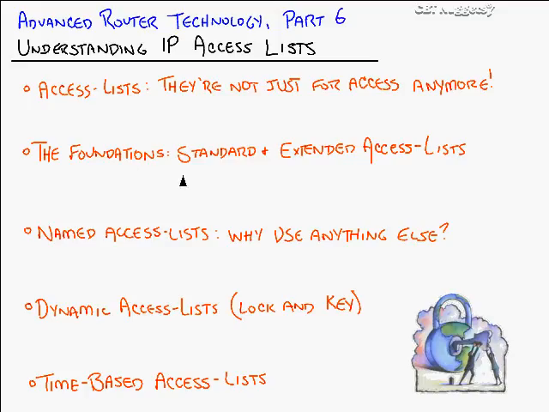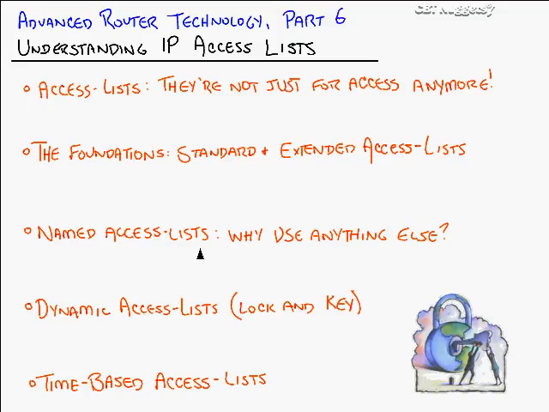So from there, we'll get into the foundations, the standard and extended access lists. And I know some of you may be versed in standard and extended lists, but I'd like to throw out kind of a laundry list of facts that you may or may not be aware of. And then I'd like to bring everybody up to the same page by going over the foundation configuration and what wildcard masks mean and that sort of thing. From there, we'll get into a lot of the new features that some of you may not be familiar with.